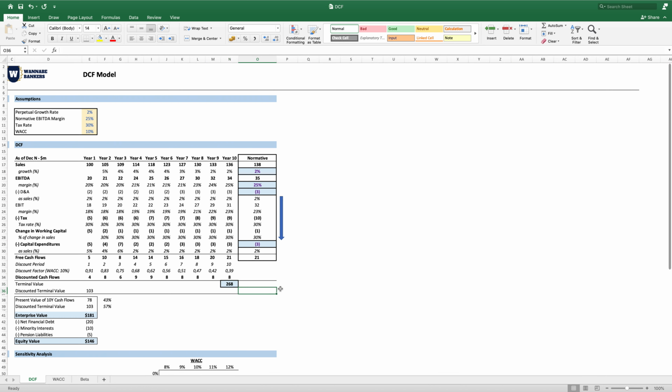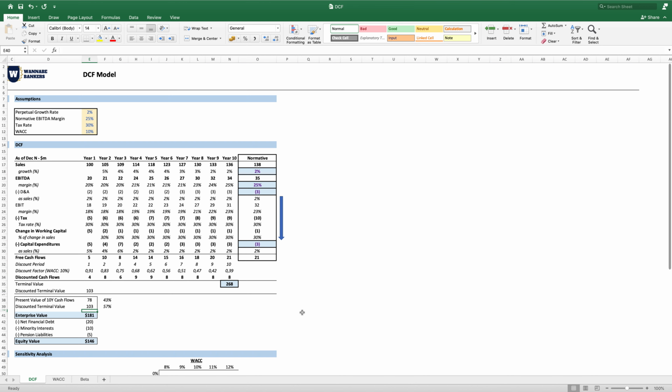So once you have calculated the terminal value in year 10, you would need to discount it as of today. You will use the same discount factor that you use to discount the free cash flow of year 10 in order to bring the terminal value from year 10 to today. So the discounted terminal value is here.